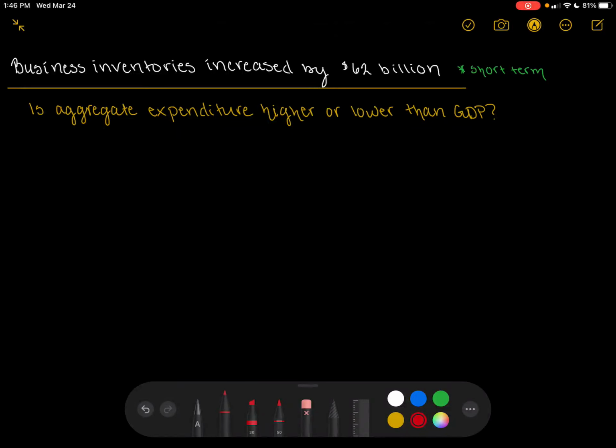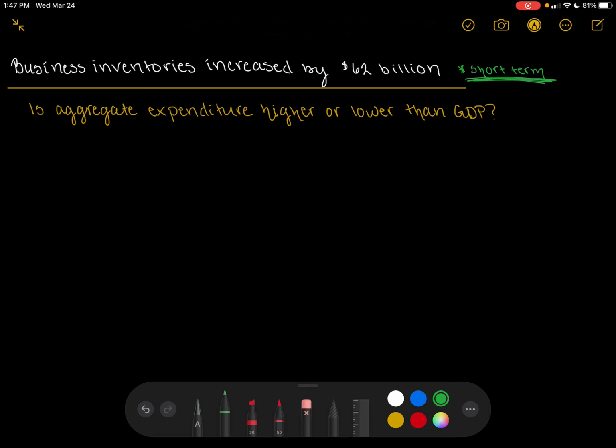Here we're looking at the relationship between aggregate expenditure and GDP with an example that's telling us that business inventories increased by $62 billion in a quarter. So we're looking at the short-term effect right here. You can see I've noted that for us.